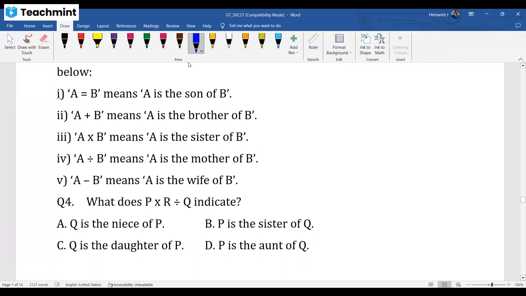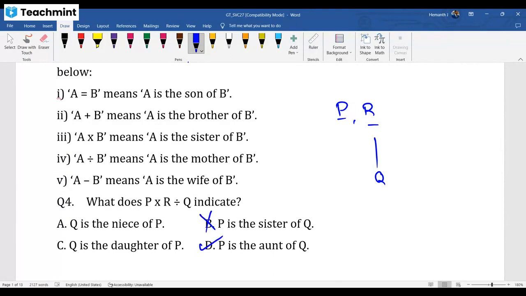Here, A is the son of B. A is the brother of B. A is the sister of B. A is the mother of B. For each symbol they given, right? So P into R, P is sister of R. R divided by Q, R is mother of Q. Then P is sister of Q, P and Q different generation, no. P is aunt of Q, correct.